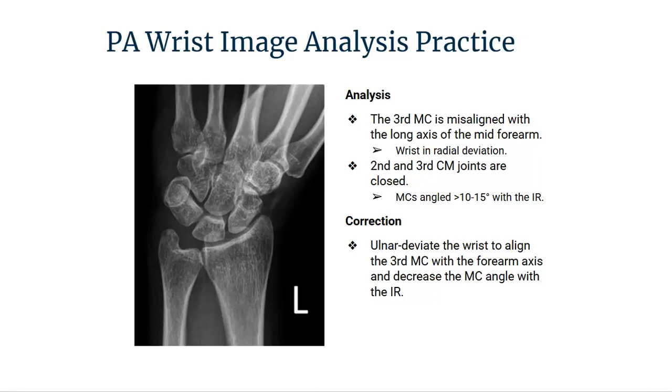To correct this, we need to deviate the wrist until the third metacarpal is aligned with the forearm's axis, and decrease the angle between the metacarpals and the image receptor, ensuring a more accurate PA wrist projection.